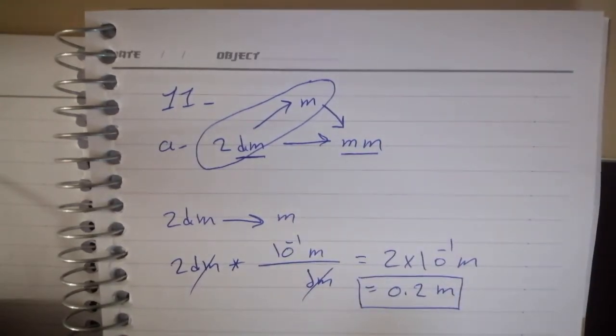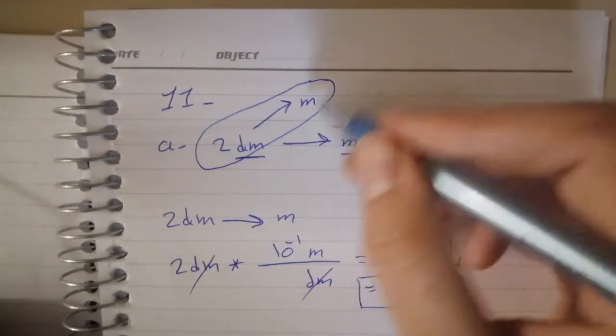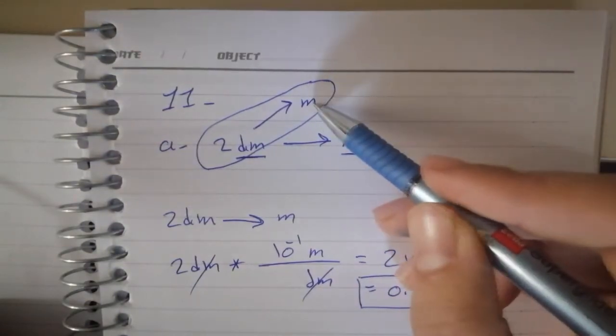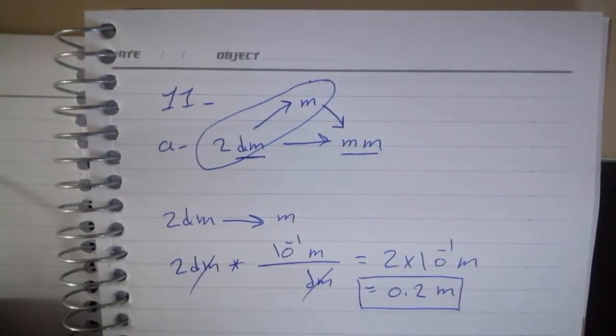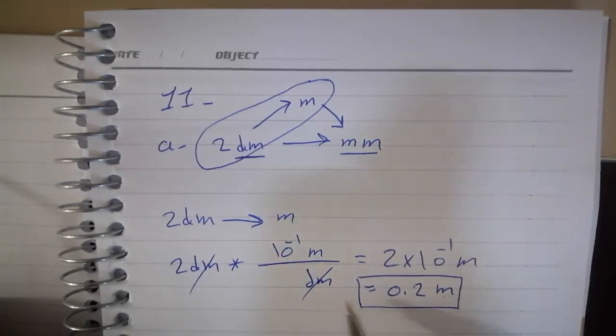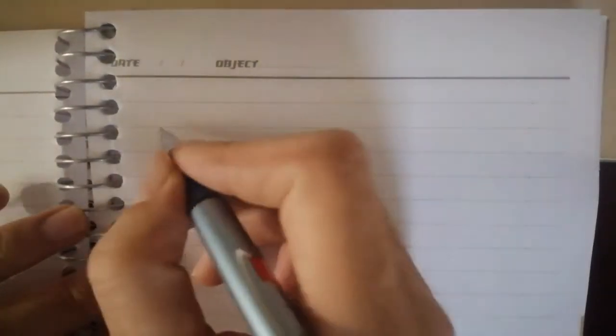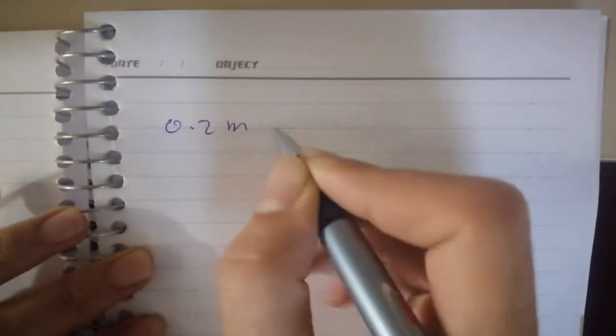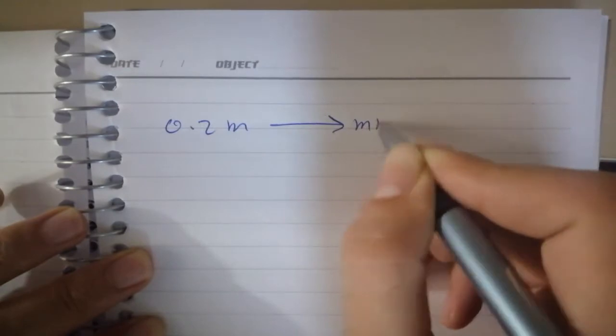All right, so that's the first step. Now let's do the second step. The second step is we will change meter to millimeter. That's what we're going to do now. I've got my meter, this number 0.2. Let me change it to millimeter. All right, so let me change that. I've got 0.2 meter. I'll change it to millimeter.